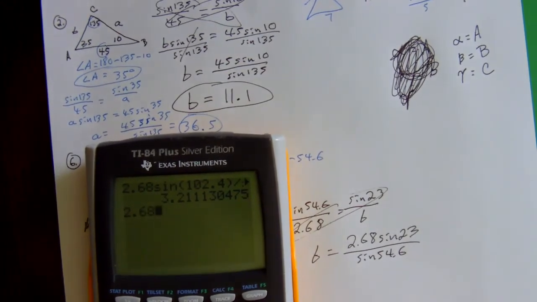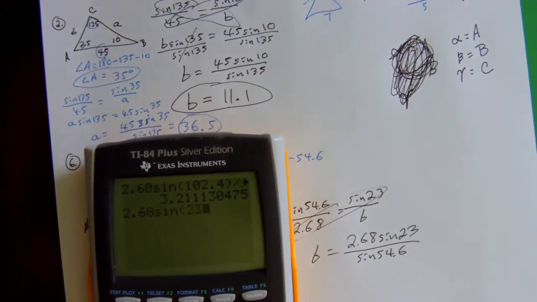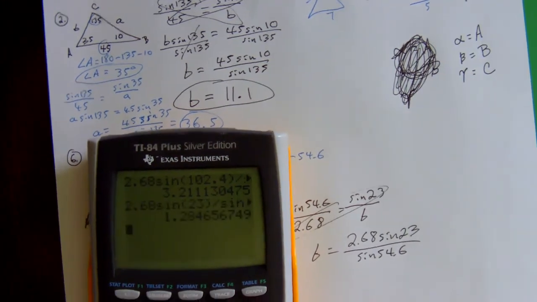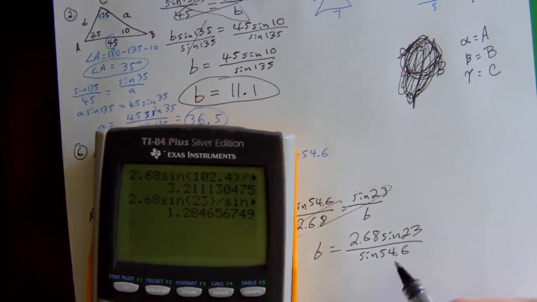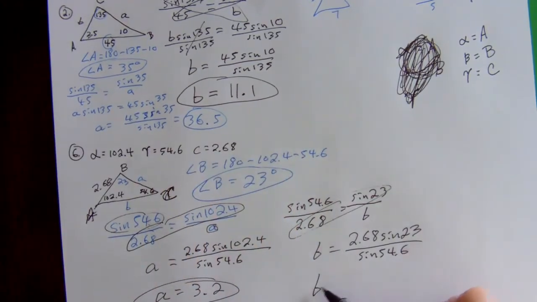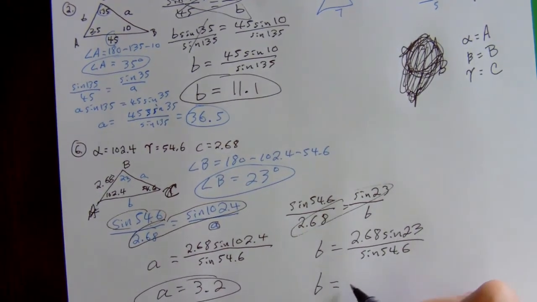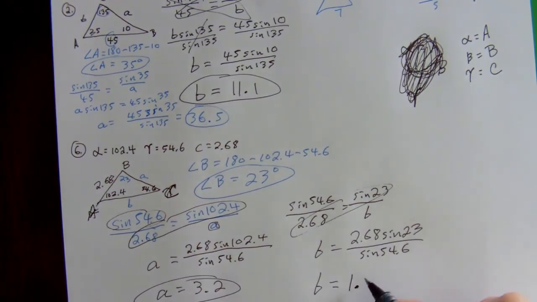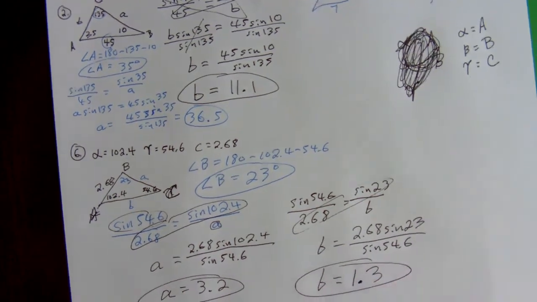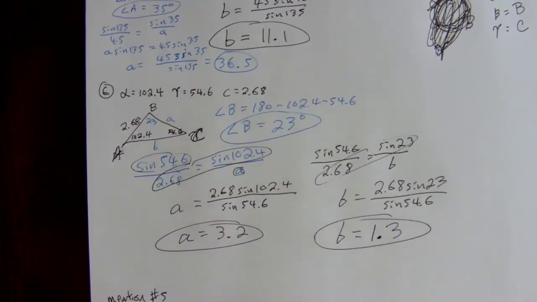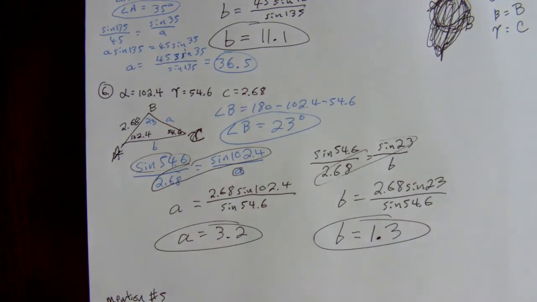So go 2.68 times the sine of 23 this time, close that angle, and then divide it by the sine of 54.6. It equals, and I'm going to get 1.28, which is if I go to the nearest hundredth like the worksheet, that'd be 1.28, but the nearest tenth like the quiz and the online buzz homework, that's going to be 1.3 to the nearest tenth there. And then there'll be answer blanks for those. Just make sure you round properly, make sure you do the calculator properly.